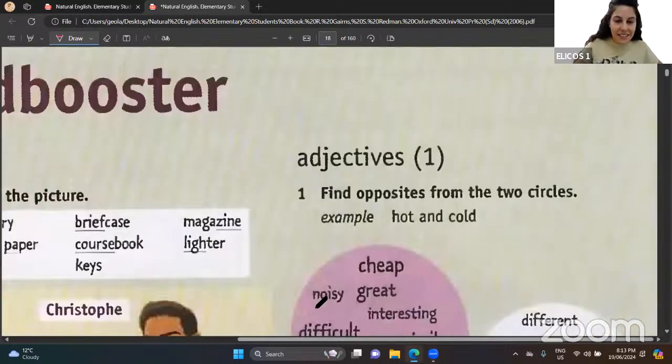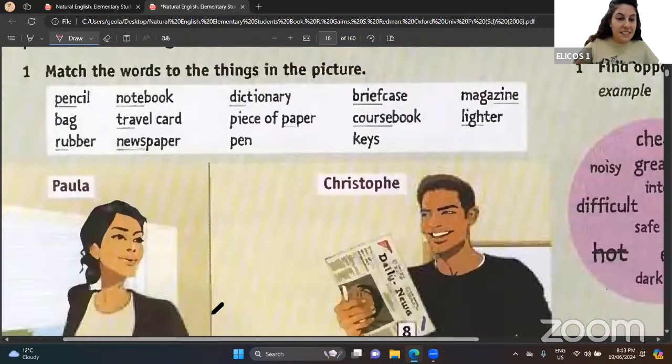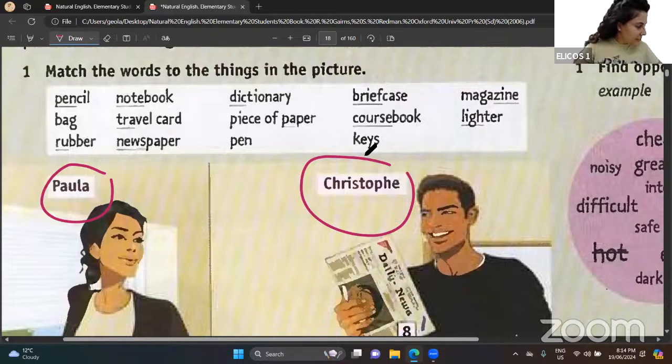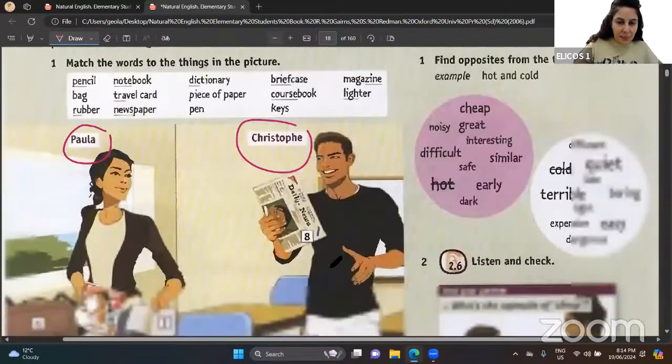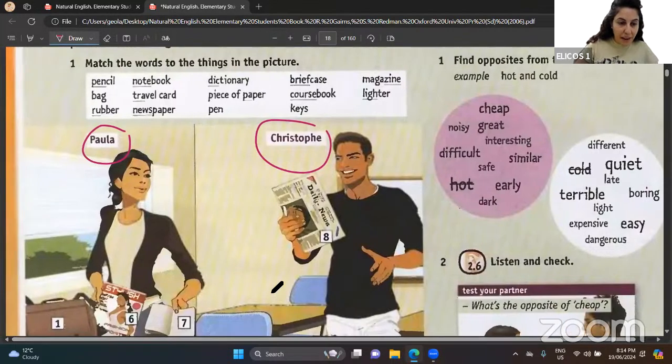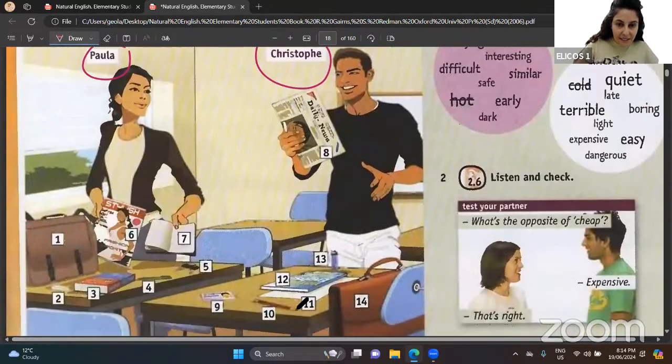Okay, let's have a look at some personal things. So personal things are things that maybe you have. So we have Paula and Christopher. So pencil, we can see it in the picture. So these are just some items, some things. I could see a pencil, number 10. A bag. Right. Yeah. Rubber.